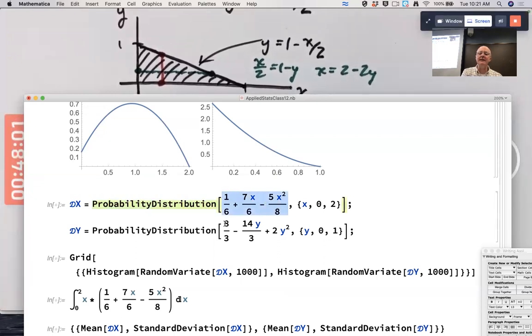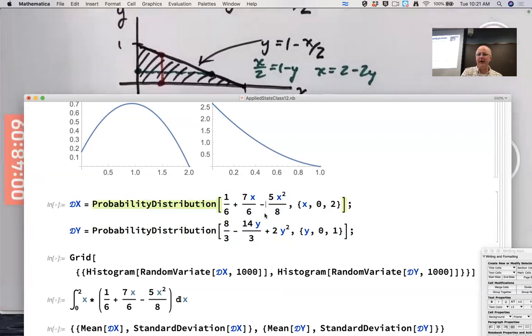That's the marginal density of X. This is the marginal density of Y over the appropriate domains. This code doesn't really do anything seemingly when I enter it, but it did, and it stored some information in its Mathematica memory.